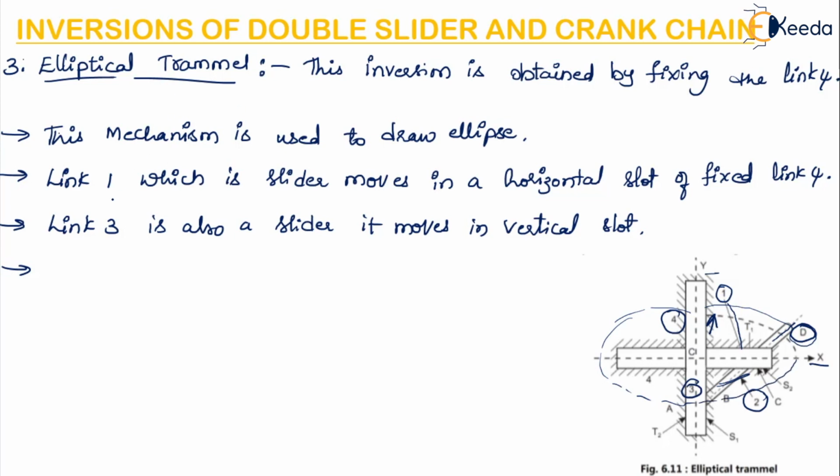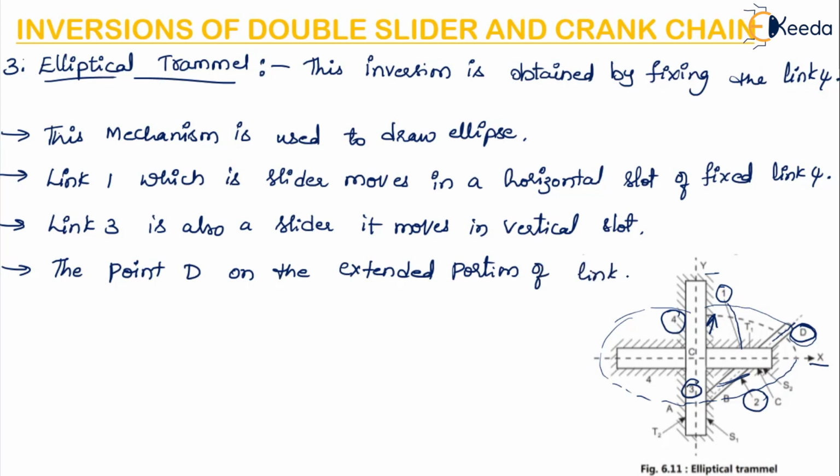This elliptical trammel, as the name indicates, is used to draw an ellipse. The point D on the extended portion of link 2 traces an ellipse with the system of axes as shown in the figure.